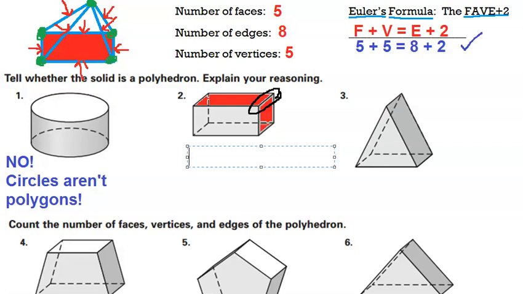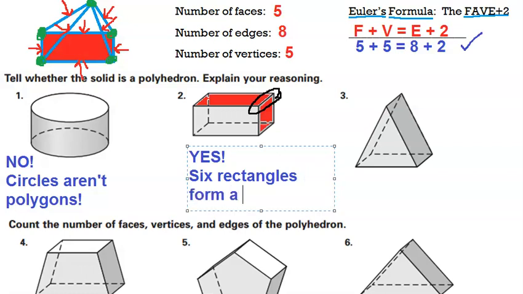All right, number 2. Well, we got a whole bunch of rectangles. So you've got all these different polygons, which these are essentially rectangles. And the rectangles come together, and they formed a rectangular prism.